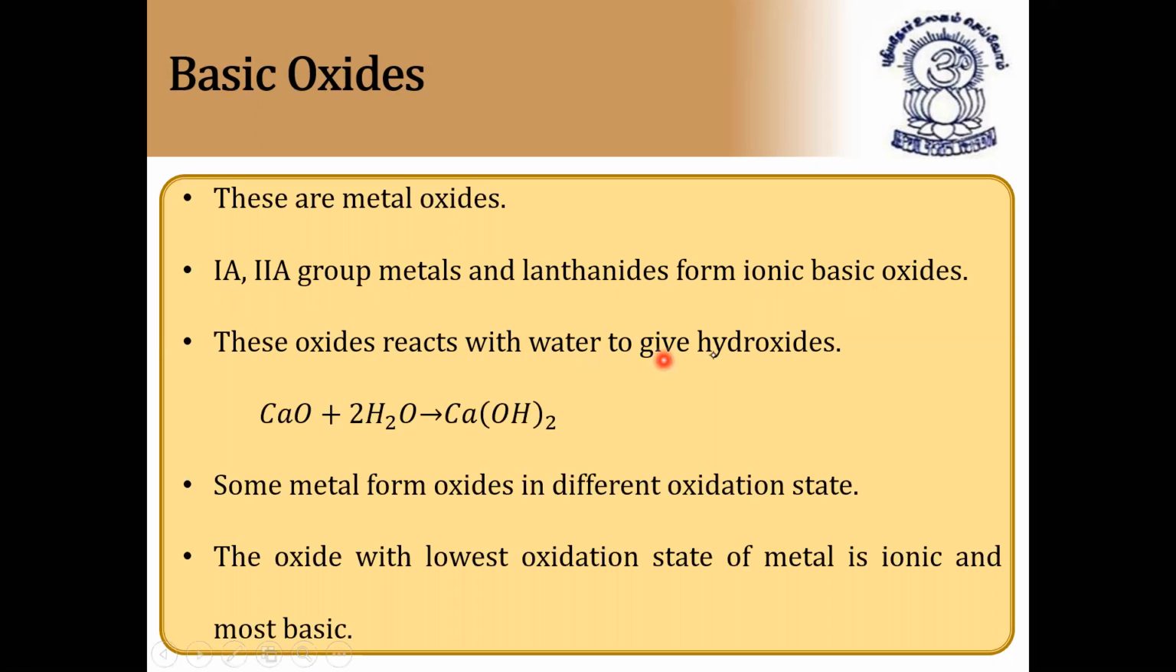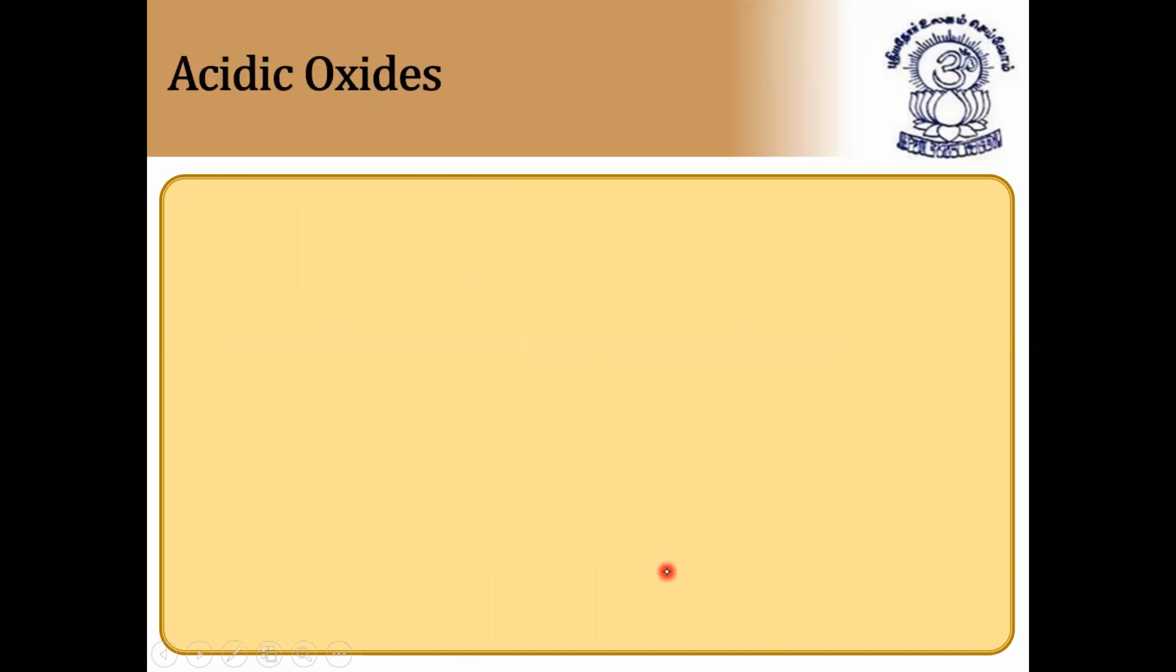These oxides react with water to give hydroxides. So any first group or second group metal oxides, if you dissolve in water, form hydroxides. That's why they are basic in nature. Some metals form oxides in different oxidation states. The oxide with the lowest oxidation state of the metal is ionic and most basic, and the oxide with the highest oxidation state of the metal is covalent and it is not basic, it is acidic. For example, in the case of manganese, I told you.